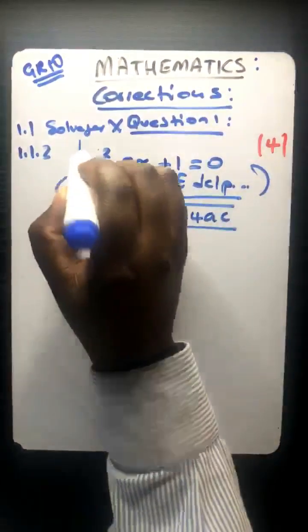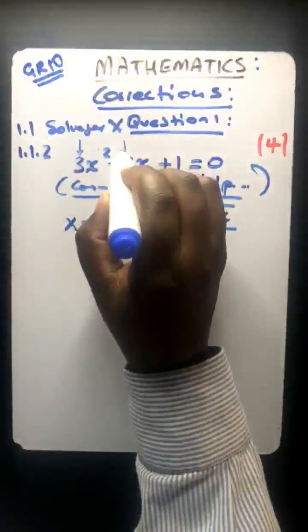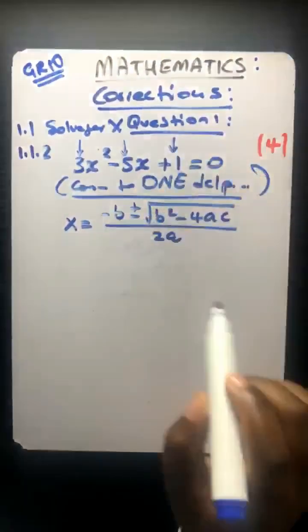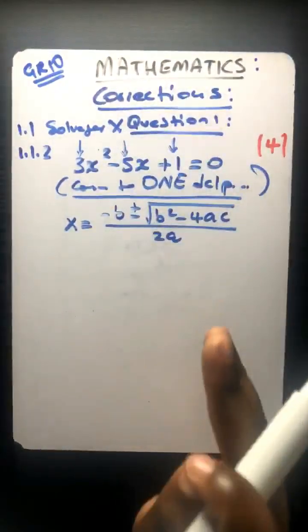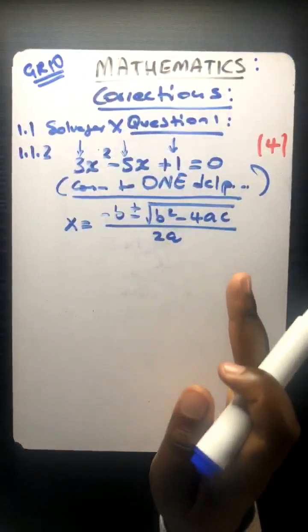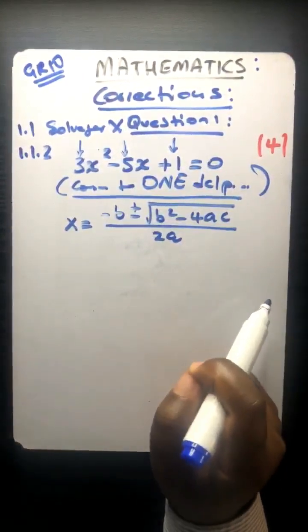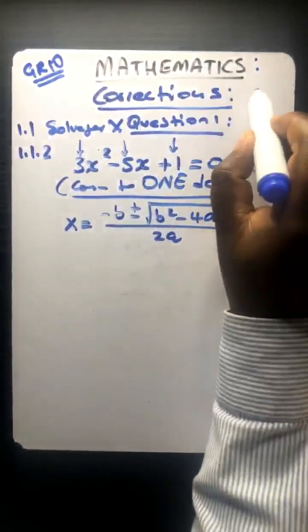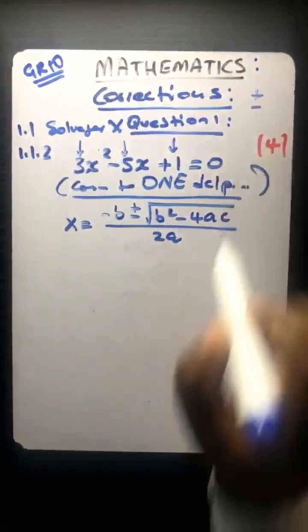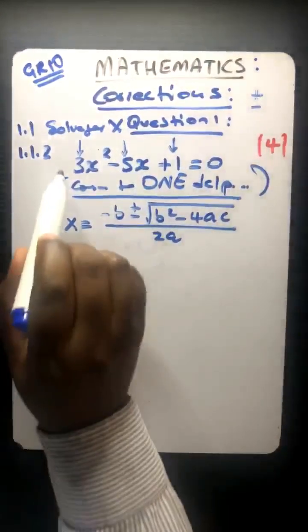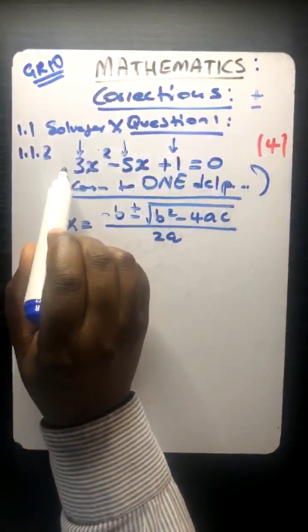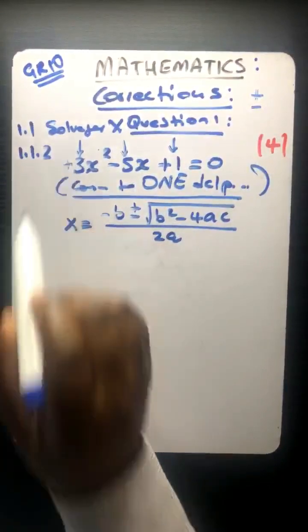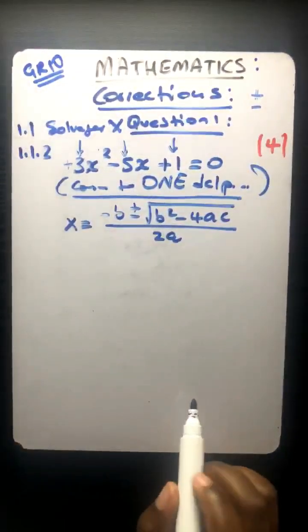So let's see. Obviously, this is your A value, this is your B value, this is your C value. Every number in maths goes with a sign, and it is only a sign of a plus or a minus. So if a minus is not there, a plus is not there, just know it is there as an invisible positive. So let's now substitute.